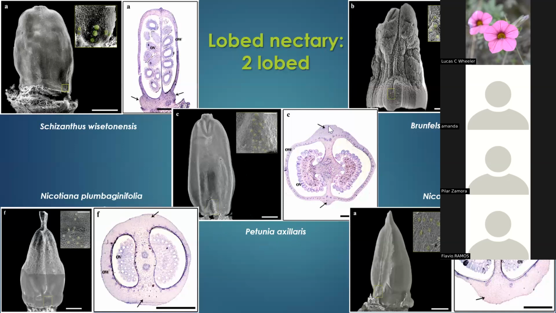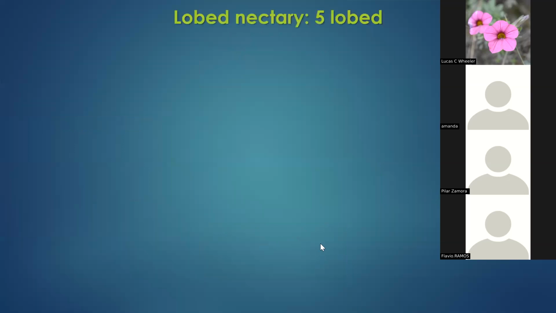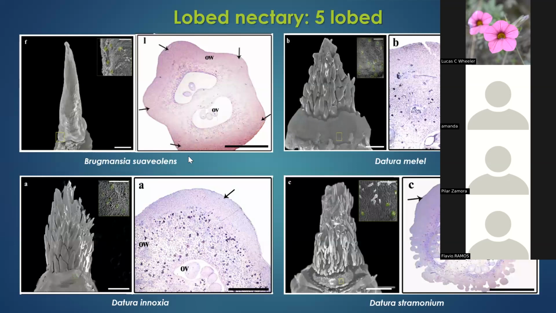This is a Petunia species, and here are the two opposite lobes of this nectary. This type of nectary, we could call a two-lobe nectary. Then there comes the five-lobe nectary. This is a Brugmansia species and these are Datura species, which have 5 lobes in the nectary disc. And these are the nectarostomata-containing regions, or nectar secreting regions. So we call it a 5-lobe nectary. So within the lobed type, we found 3 categories: 1, 2, and 5 lobe.